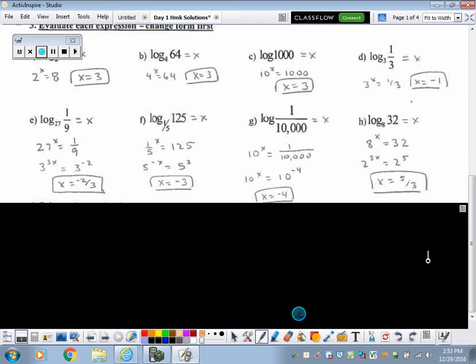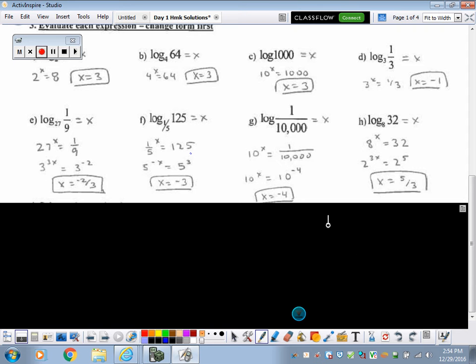Remember from last chapter, we want to change them to equivalent bases, 27 and 1/9, both using base 3. 3 to the 3x is equal to 3 to the -2. Set your exponents equal to each other. X is equal to -2/3. Letter F, 1/5 to the x power is equal to 125. And then again, you rewrite them using common bases. Letter G, 10 to the x is equal to 1/10,000. That one some of you could have done just by moving the decimal point over.